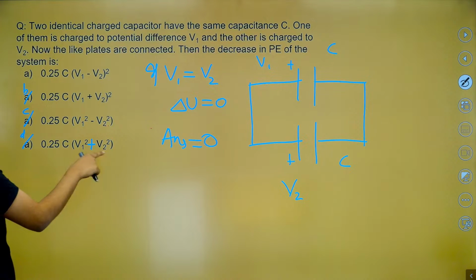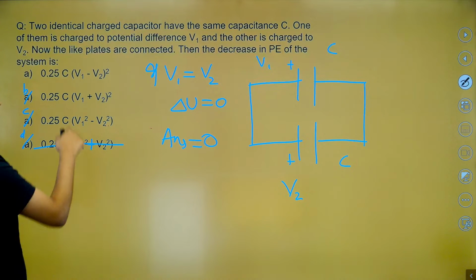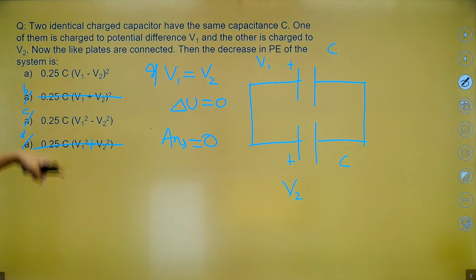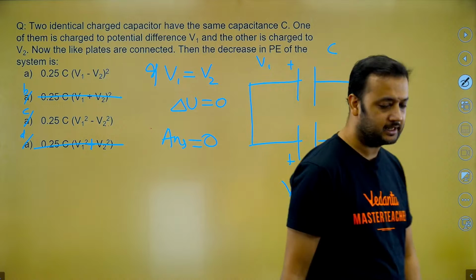So you can see that if you put V1 equals V2, this is not coming out to be 0. This is wrong, not possible. So the only possibility left is option A and C.